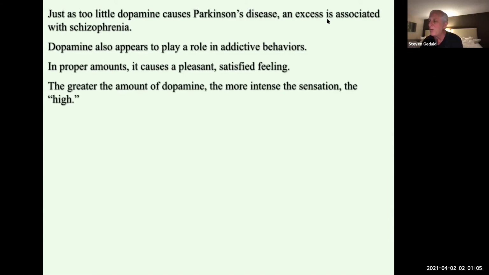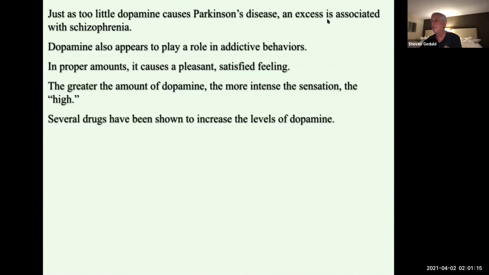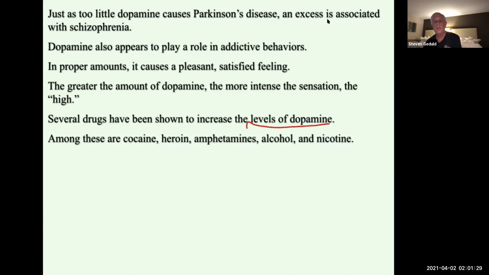The greater the amount of dopamine, the more intense the sensation or the high that you get from the product that's producing dopamine. Several drugs have been shown to increase the levels of dopamine. That's what causes addictions. If you increase a pleasant feeling in the brain, that's going to cause an addiction, because people like pleasant feelings. Among these are cocaine, heroin, amphetamines, alcohol, and nicotine. All those are very addictive drugs.